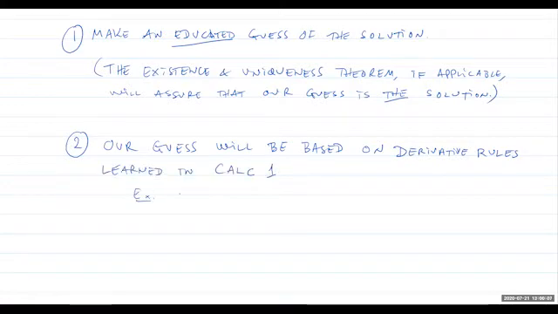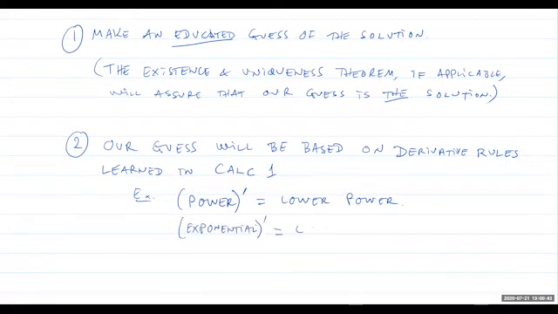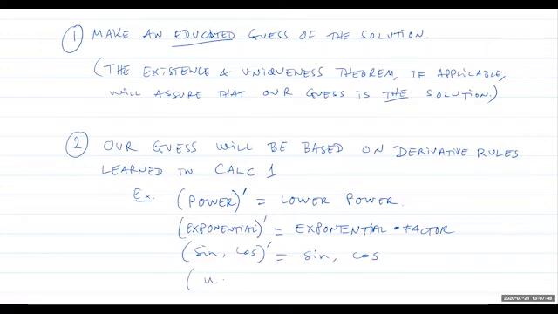For example, we learned in Calc 1 that the derivative of a power is also going to be a power. And in fact, it will be some sort of a lower power. The derivative of exponential will be another exponential. The derivative of a sine and cosine will be some other form of sine and cosine. And then there's the product rule. The derivative of u times v is u prime v plus u v prime. Those rules will help us make educated guesses as to the solution of the differential equation.